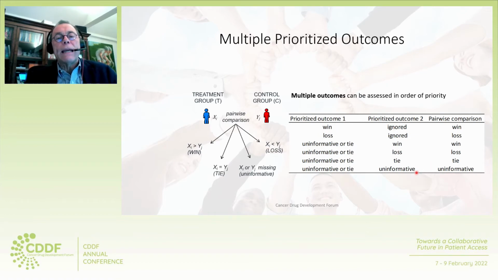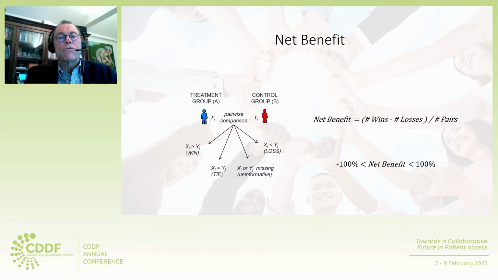And then if we have more than 2 outcomes, we continue this process until we've exhausted all the outcomes. And at the end of the day, we may remain with a few uninformative pairs, obviously, but all the other pairs will help us to decide which of these 2 treatment arms, the control or the treatment, is in fact better. So the method is conceptually extremely simple. Mathematically, it is also extremely simple.